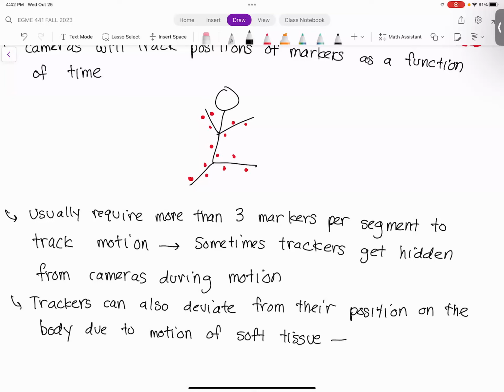Which ultimately, most of the time, is not that big a deal. But the way it manifests itself is that the data that you get is often very noisy. So it's usually not a clean signal. So you have to filter the signal. You have to process it in order to get it to a point where it's useful.